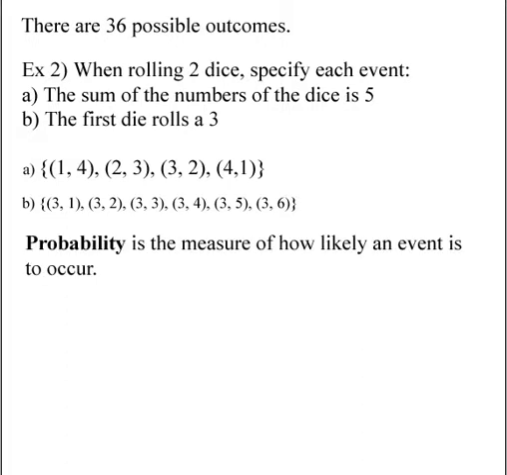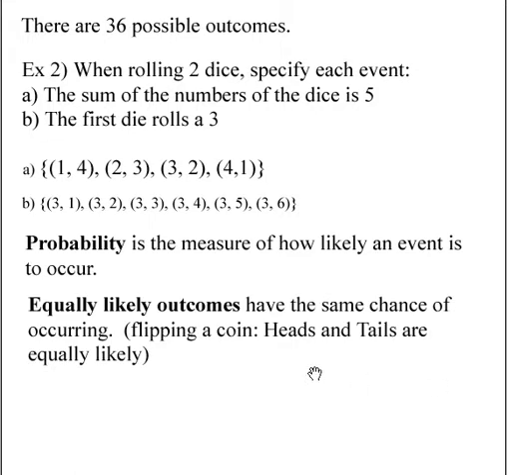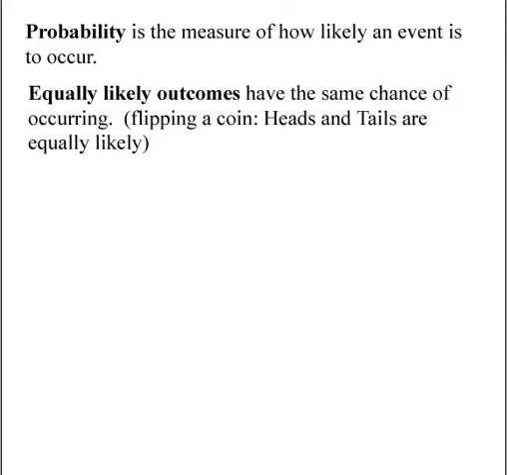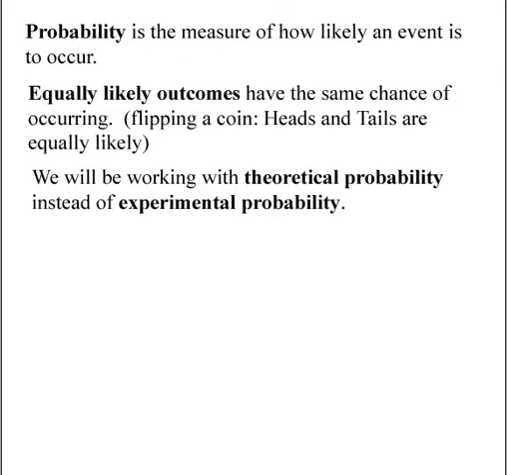And probability, continuing with our definitions, is a measure of how likely an event is going to occur. We have what we call equally likely outcomes if both events have the same chance of occurring. So for example, when we flip a coin, heads and tails are equally likely. And this is what we call theoretical probability. We're going to be working with that instead of experimental probability.